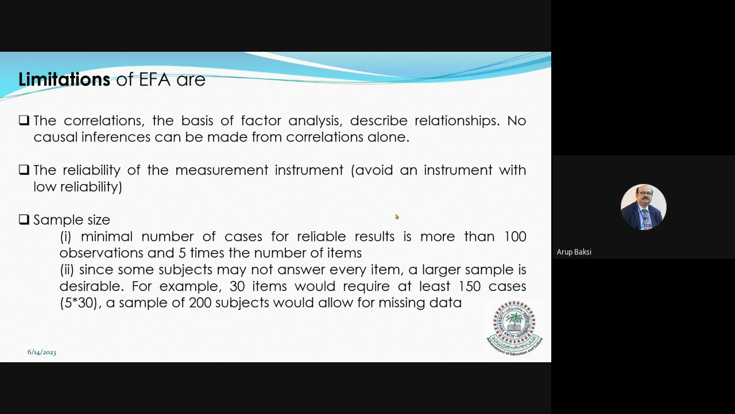So the rule of thumb for determining the sample size required for conducting an EFA is the number of items multiplied by 5. So if you have 15 items, it will be a minimum of 75, rounded up to 100 possibly. If you have 20 items, it will be minimum 100. If you have 30 items, we have seen scales.